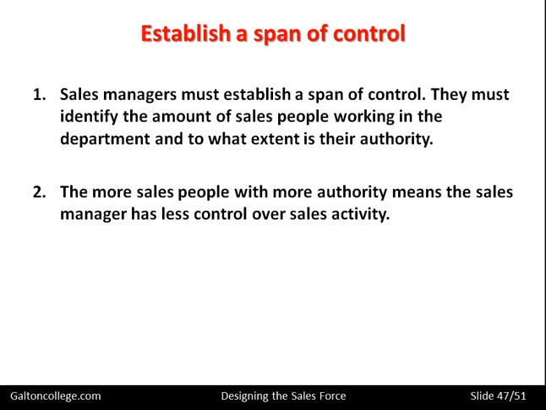More salespeople with more authority means the sales manager has less control over the sales activity. So there is a trade-off. When more salespeople are employed and they've been given more authority in the field, then of course that eats into the sales manager's power. The sales manager will have less control over the sales activity. So there is a tension here. How powerful should the sales manager be? And to what extent should the sales manager intervene, or should the sales manager agree the rules with the sales team, give them authority in certain respects, and then respect that and leave it to the team to get on with the job?